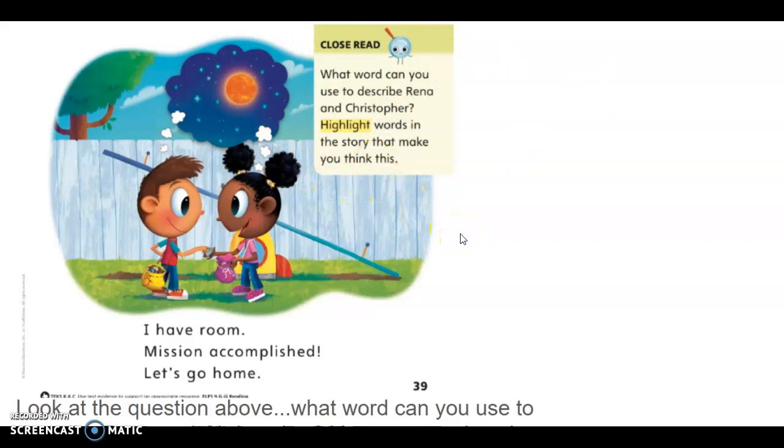So look at the question above. What word can you use to describe Rena and Christopher? What tells you about them? Think about things in the story that let you know something about their character. You can use clues in the picture to help you.